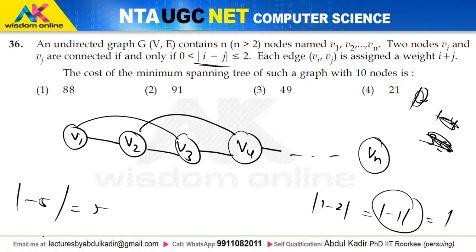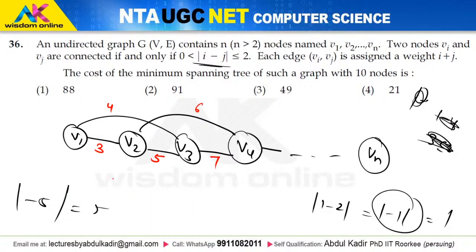Now in the question, it says each edge is assigned a weight of i plus j. For example, the weight of this edge is 3, this edge is 5, this edge is 7, this edge is 4, this edge is 6, and so on, because every edge has a weight i plus j. For example, the edge between v2 and v4 will have the weight 2 plus 4, that is 6.